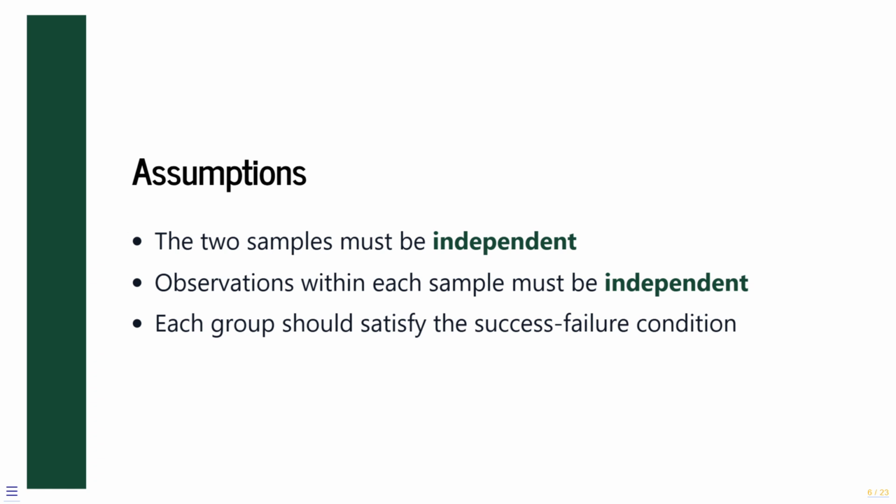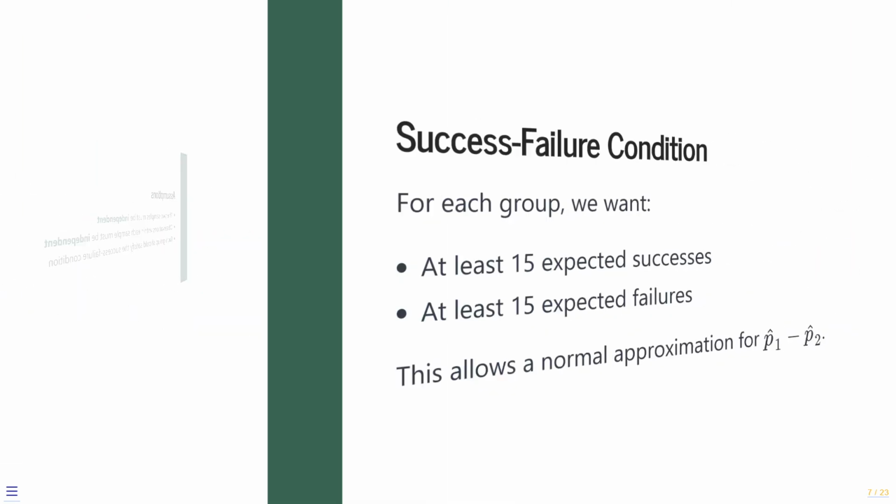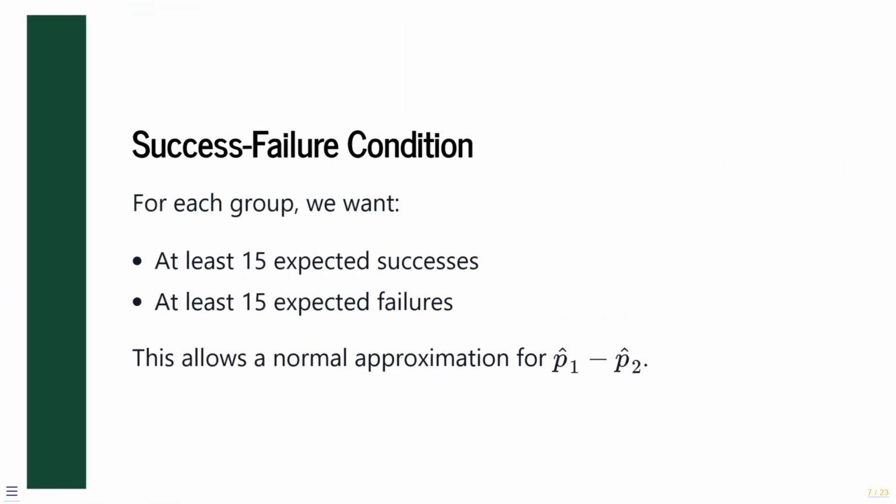The assumptions are similar to before. The two samples must be independent, observations within each sample must be independent, and each group should satisfy the success-failure condition. For each group, we want at least 15 expected successes and 15 expected failures. This allows us to use a normal approximation for the difference between the sample proportions.